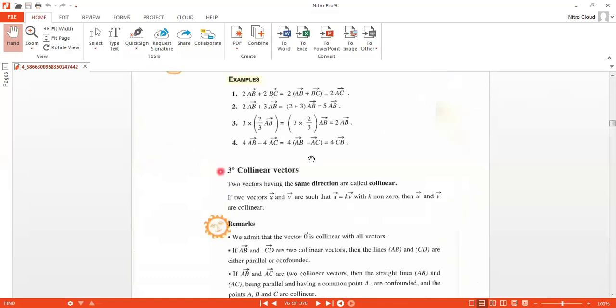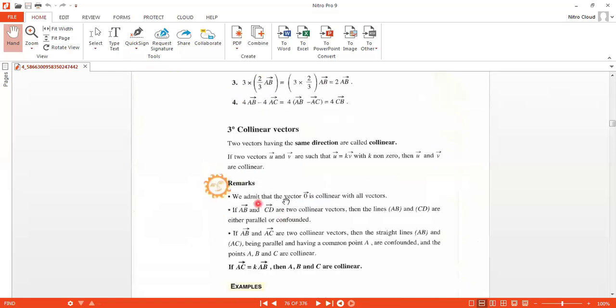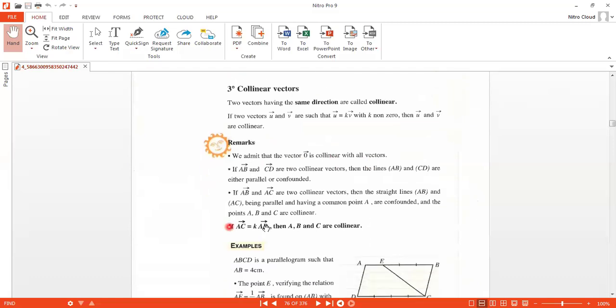Now, what's the meaning of collinear vectors? Collinear vectors are two vectors that have the same direction, so we call them collinear vectors. And we admit that the zero vector is collinear with all vectors. Of course, this is common sense. So how can I tell that two vectors are collinear? Two vectors are said to be collinear if you have a constant k and a common point A. Look at AC equals k AB. So definitely A, B, C are going to be collinear points.